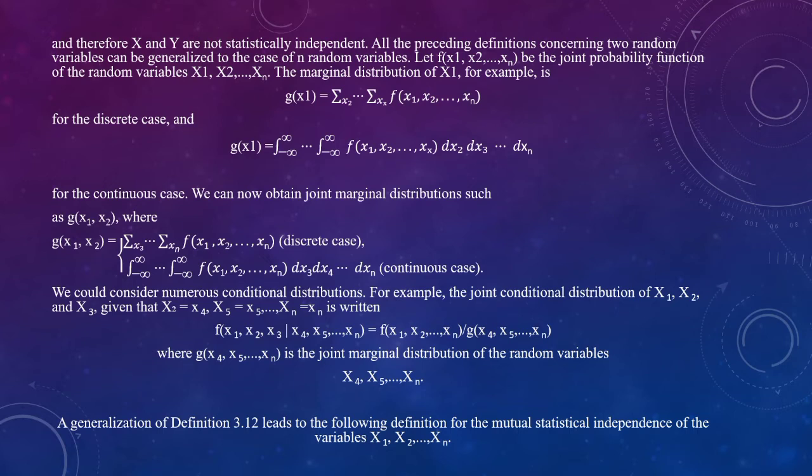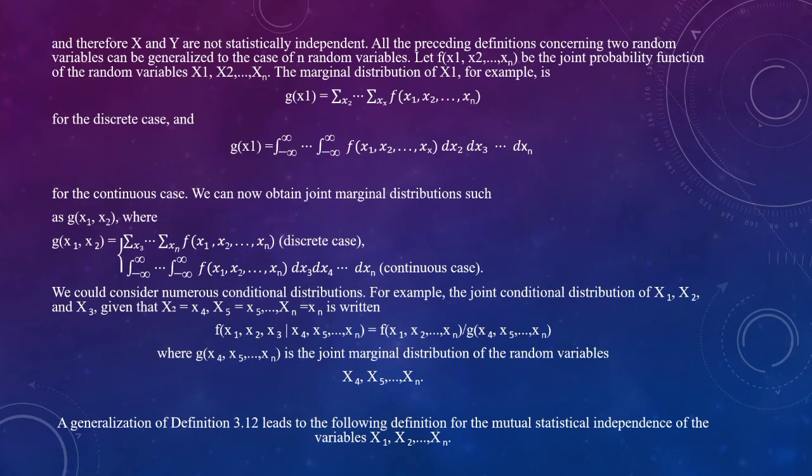For the continuous case, we can now obtain joint marginal distributions such as g of x sub 1, x sub 2, where g of x sub 1, x sub 2 is equal to the summation over x sub 1 and the summation over x sub 2. This is the discrete case. For the continuous case, the integral from negative infinity to positive infinity and the integral from negative infinity to positive infinity of f of x sub 1, x sub 2 up to x sub n times dx sub 3, dx sub 4, up to dx sub n.